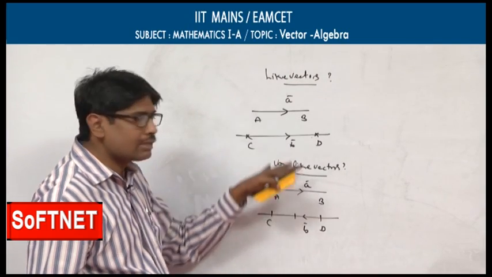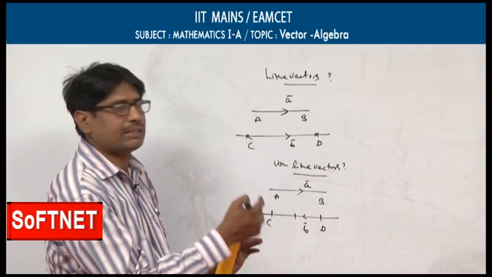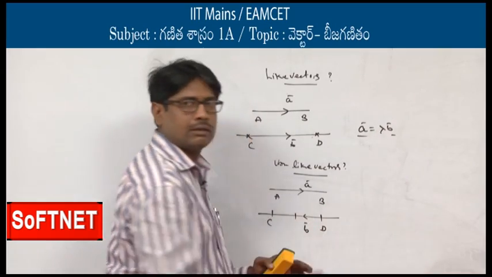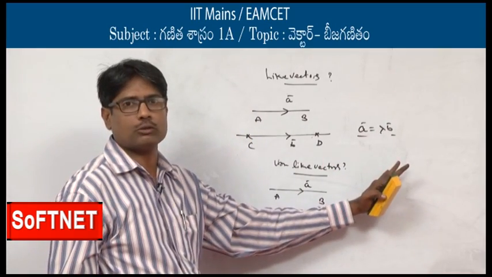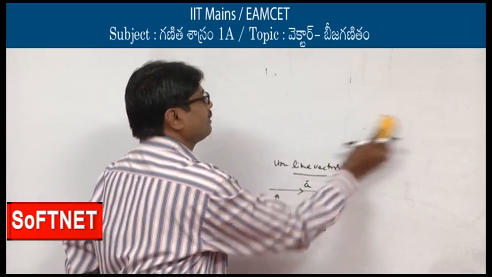Both like vectors and unlike vectors will be parallel, and they can be expressed as A bar is equal to lambda times B bar. That lambda may be positive or negative. Both of them will be parallel vectors, like vectors and unlike vectors.